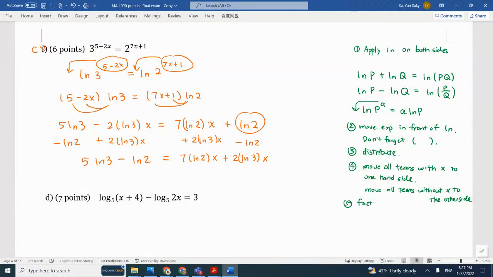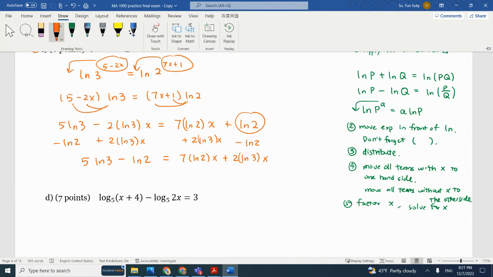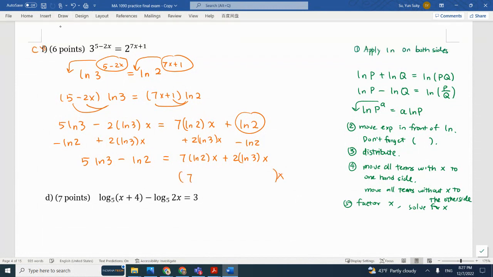So we can factor the x, and then we can solve for x. So factor out the x with 7 ln 2 minus 2 ln 3. Here we don't need parentheses because the x is already outside. And then left hand side, still 5 ln 3 minus ln 2. So x is your left hand side divided by this right hand side factor.